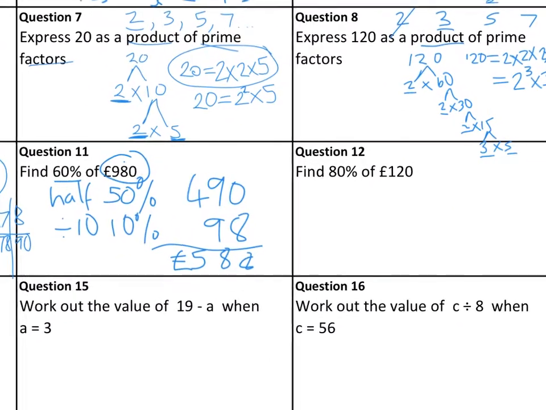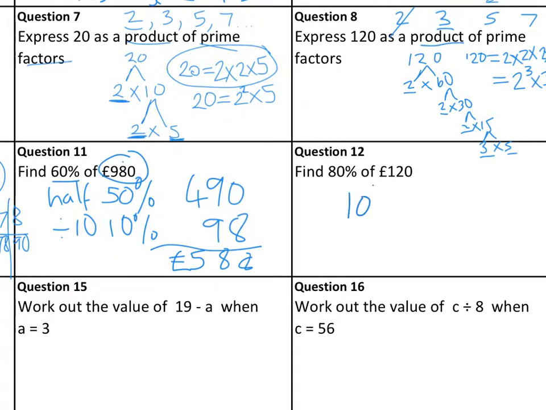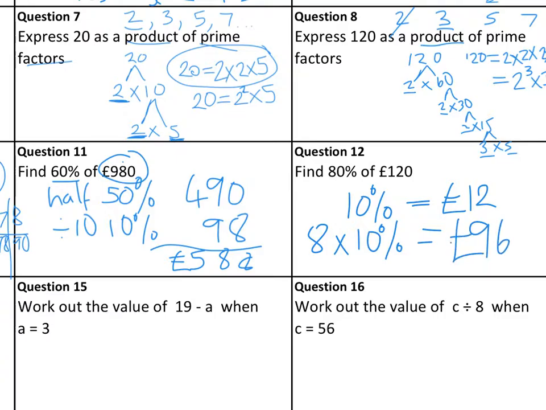80%. Okay, similar. I like 10%. It's going to be £12. And for 80%, I could do 8 times 10%, which is 8 times 12, £96.